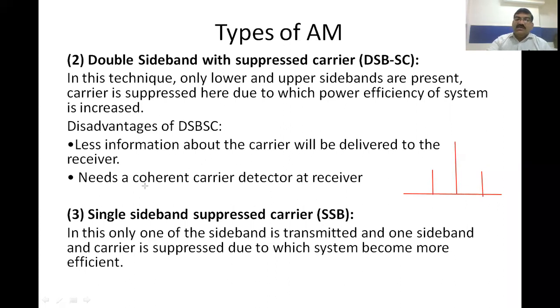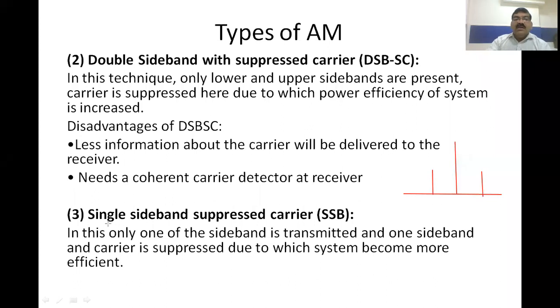So here coherent carrier detection at the receiver is needed. So this is the additional thing, so it may increase your cost. Okay. Now the third one is what we are going to discuss in detail today. The first, we have already discussed previously.